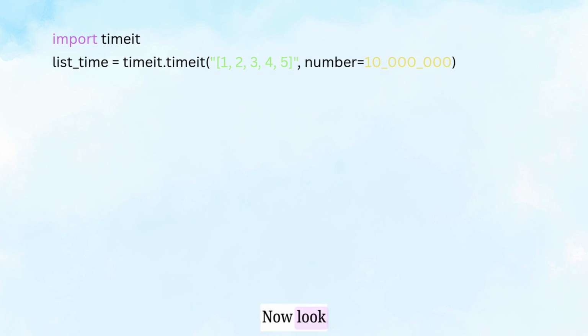Simple. Now look at this carefully. The timeit.timeit method takes two things. First, the code you want to test, written as a string in quotes. So [1, 2, 3, 4, 5]. That's just a list written as a string. Timeit will execute it as actual Python code. Second, number equals 10_000_000. That's how many times to run it. The underscore is just Python's way of writing big numbers. When it's done, it returns the total time in seconds and we store it in list_time.